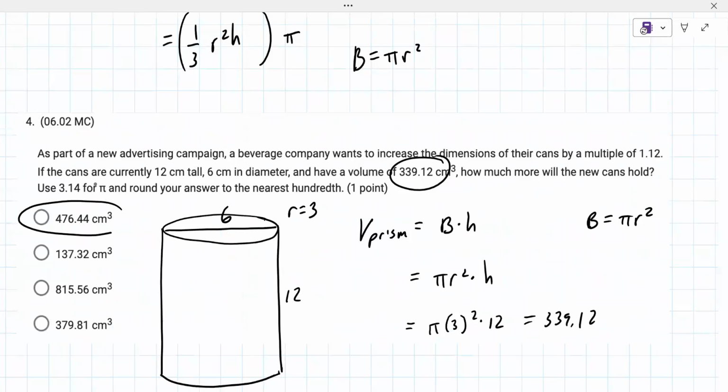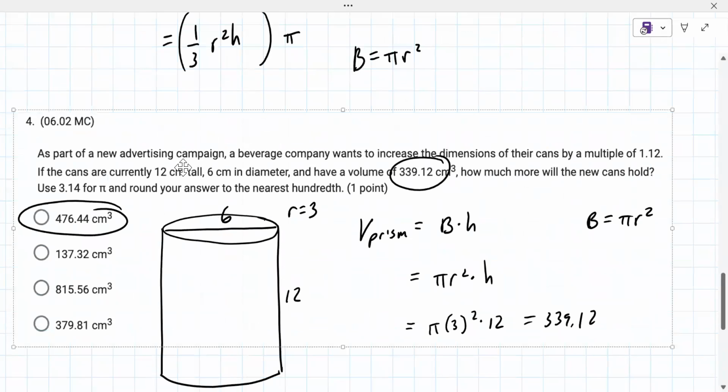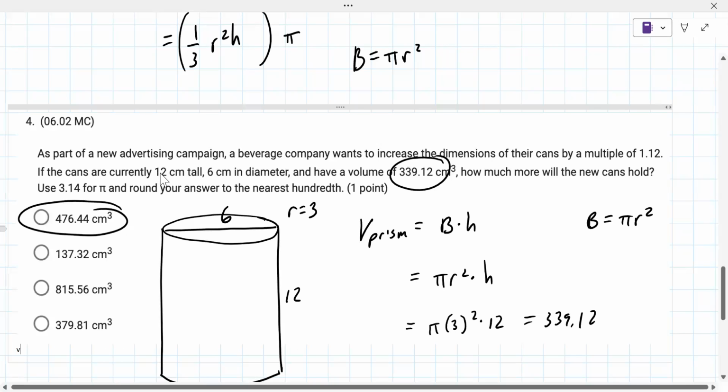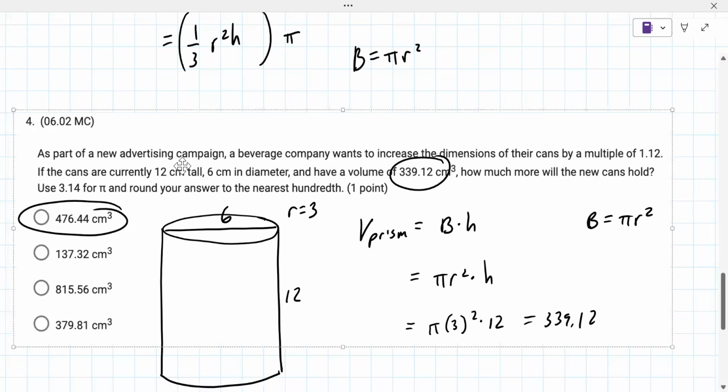Now, there is another way to do this problem that I want to show you. But let me know when you get all this down or you think you got it, because the next way is important. It'll help you with all other problems. Okay. All right.